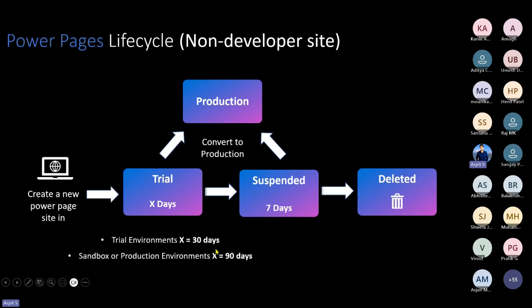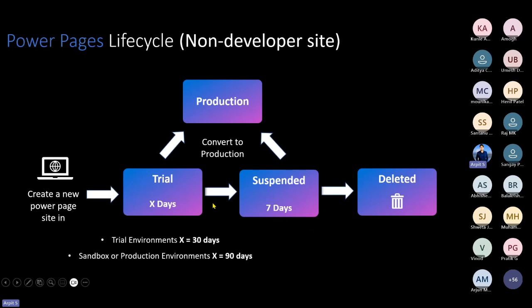All right. Once the trial period is over, 30 days or 90 days, you can convert that to production. Converting it to production means you are actually purchasing the license of the Power Pages site from Microsoft. Converting your site to production doesn't mean you are creating the Power Pages site in the production environment. It means you are actually purchasing the license for the Power Pages site, and it could be in the sandbox or in the production environment. If you don't convert it to production, then after 7 days it will go into the suspended state, and after another 7 days it will be completely deleted from your environment.